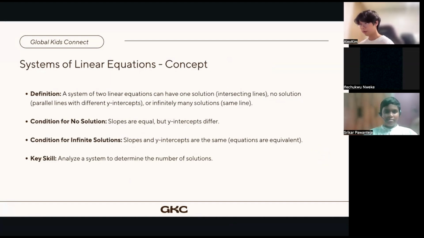The final concept for today's class is systems of linear equations. This is similar to the systems of equations that we did during our last class, but it builds upon that concept. A system of two linear equations can have one solution, which means intersecting lines; no solution, which means parallel lines with different y-intercepts; or infinitely many solutions, which means the same line. This might be a bit confusing, but we'll go through each one.